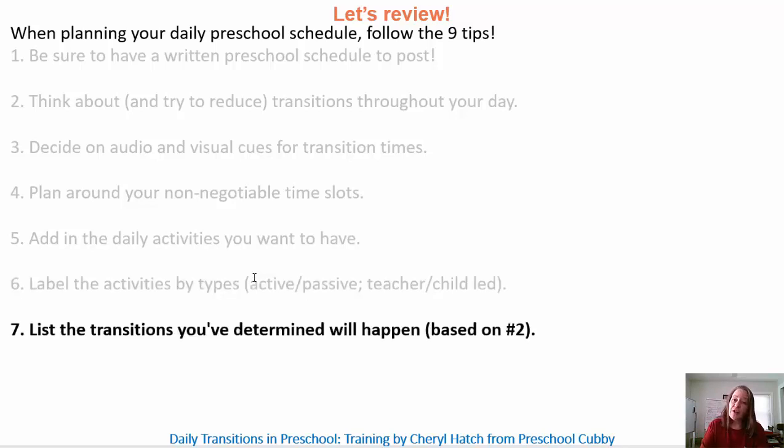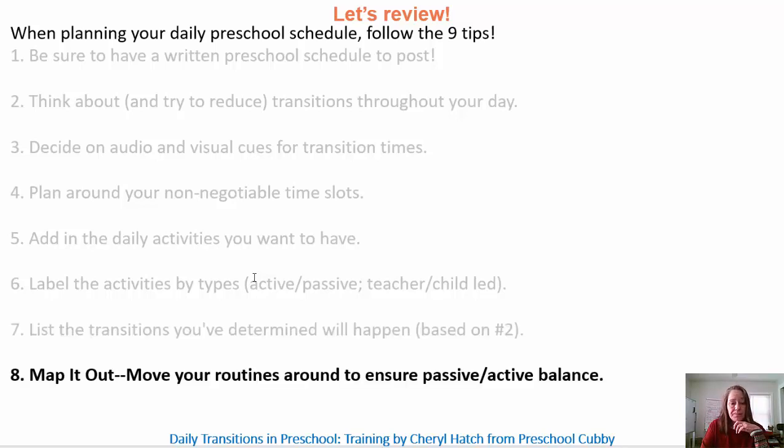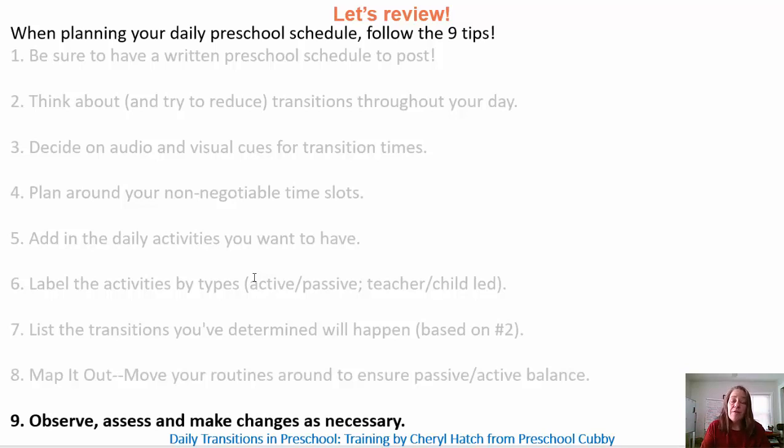And then list the transitions that you've already determined are going to happen. We've talked about them several times. Washing hands, getting jackets on, taking jackets off. Make sure you're building time in for those transitions. And then map it out. Move your routines around to ensure that active-passive balance that we just talked about. And then observe it for a couple of weeks. See what's happening. We've talked about that too. If this one time of the day seems to just get bottlenecked and everyone's cranky, look at what's leading up to that. What can you change? Is there a transition you can get rid of? Or do you need to add a little more time to a certain transition so it's a little calmer? It's going to take some time.